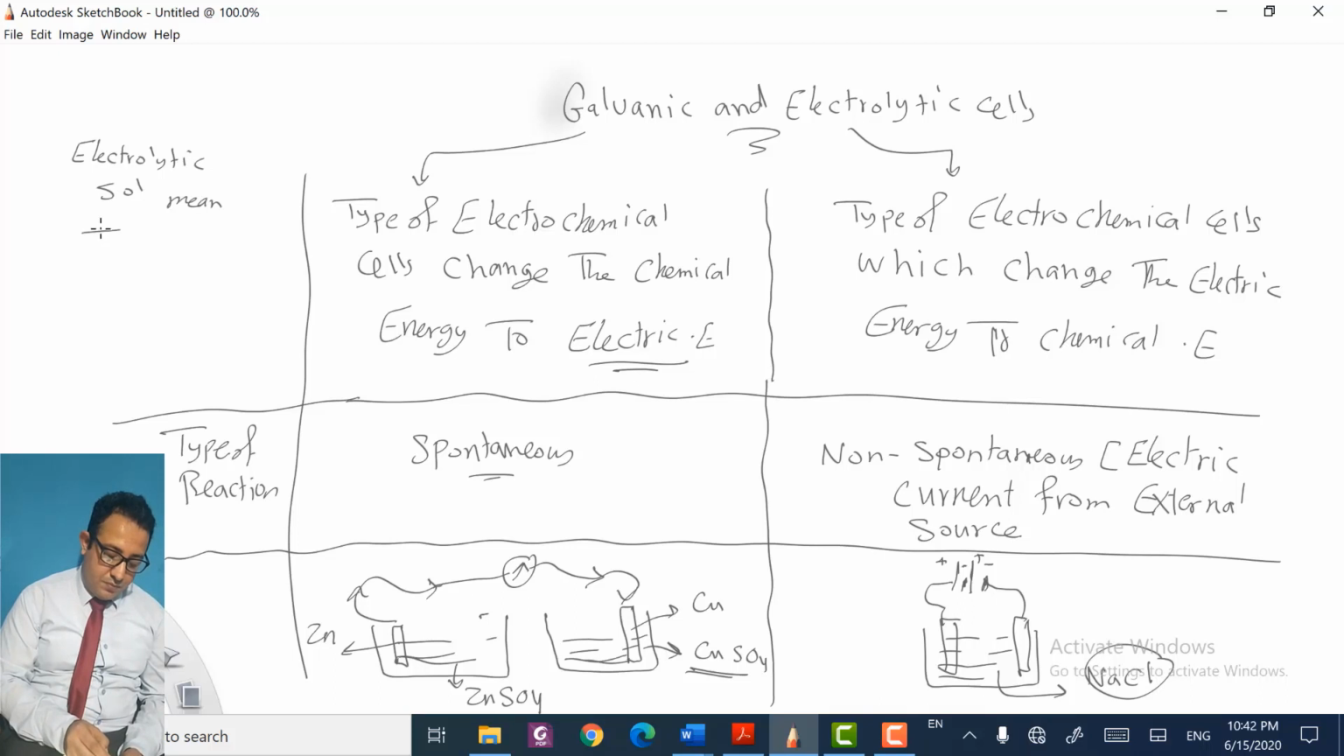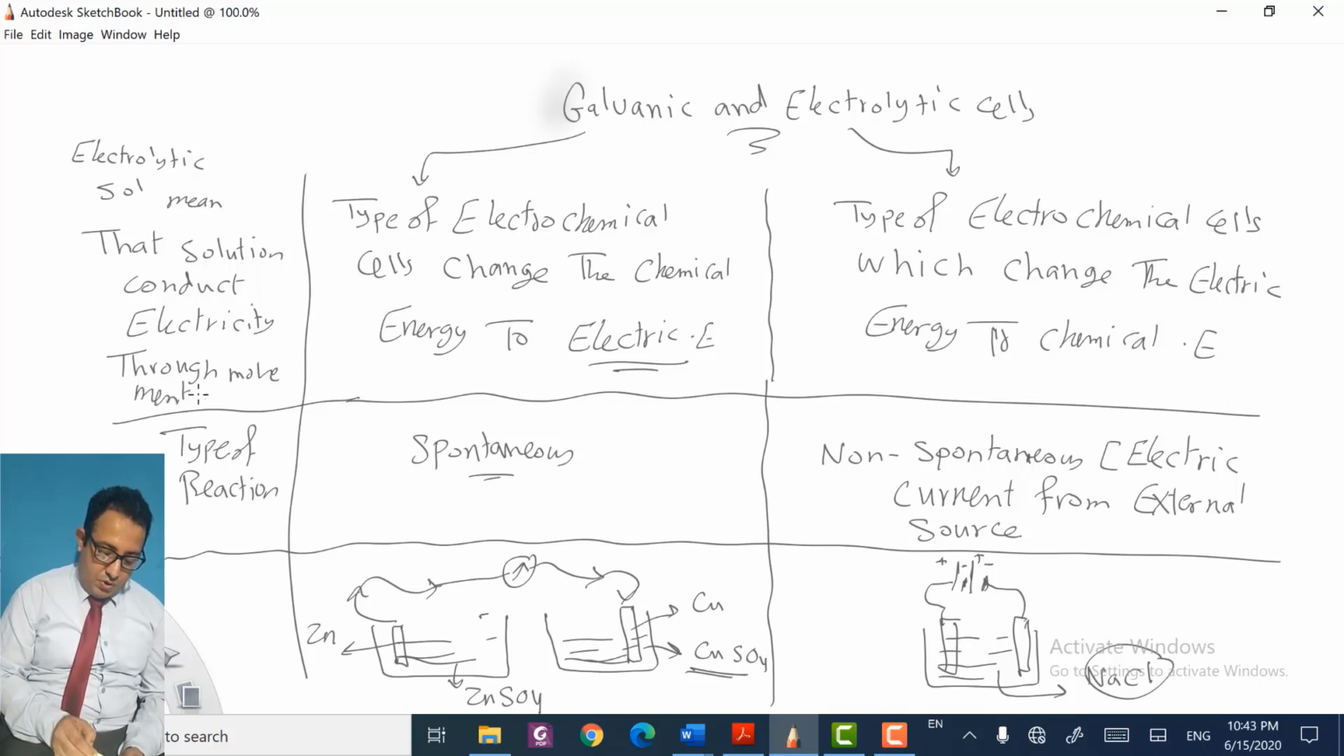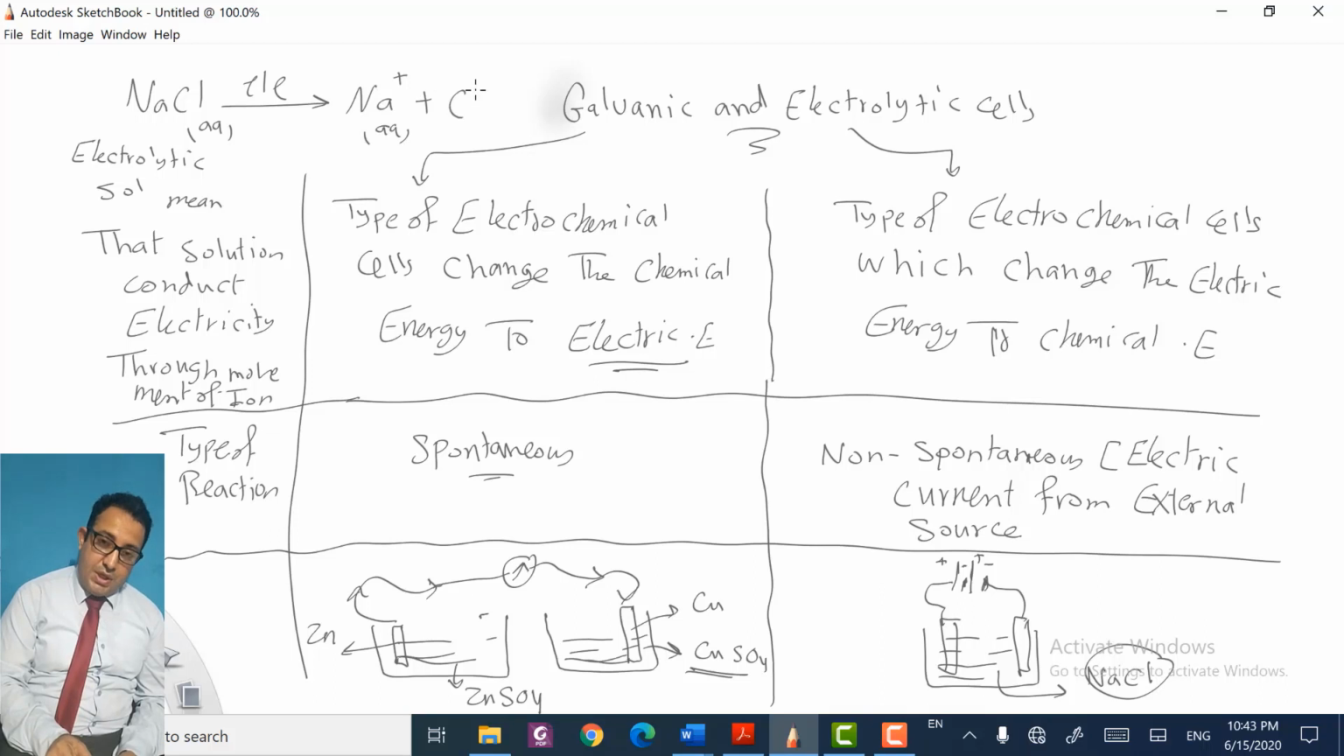Electrolytic solution means that the solution conducts electricity through movement of ions. As sodium chloride, NaCl, by electrolysis changes to Na+ plus Cl-. These are electrolytic solutions.